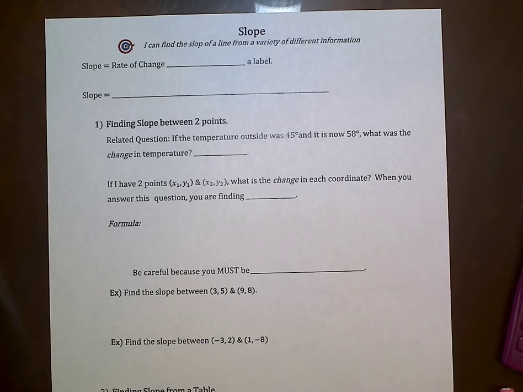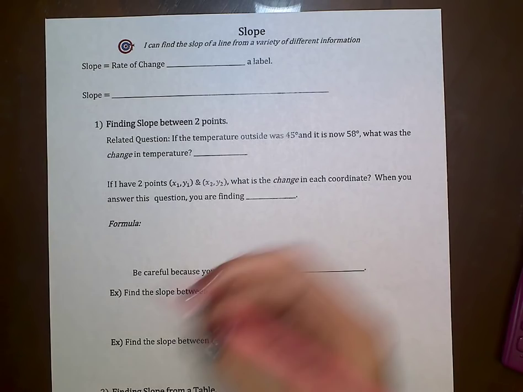Welcome back, guys. So this is our second lesson in Unit 5, and we're talking about everyone's favorite topic, slope. Now, slope does play off of what we did last time with rate of change. Slope is the exact same thing as rate of change, you guys. It just doesn't have a label.